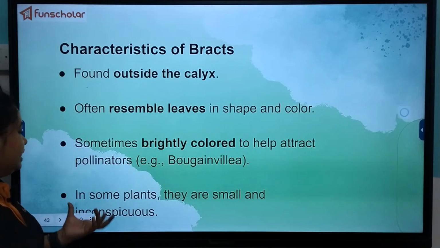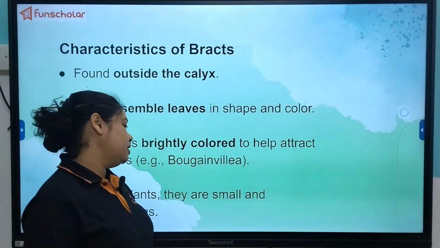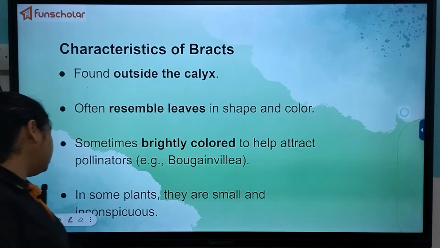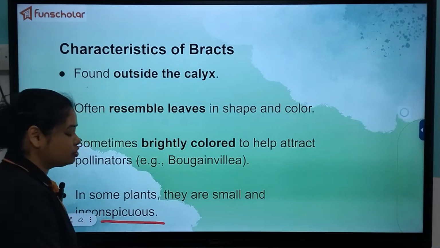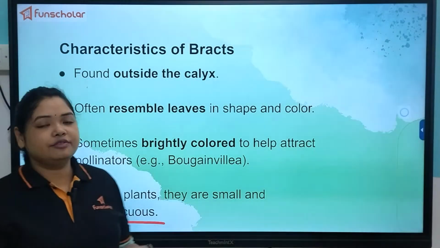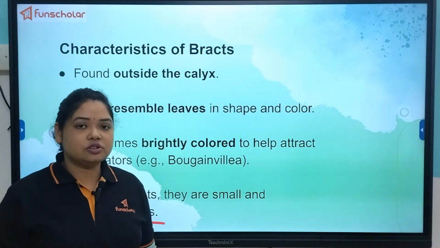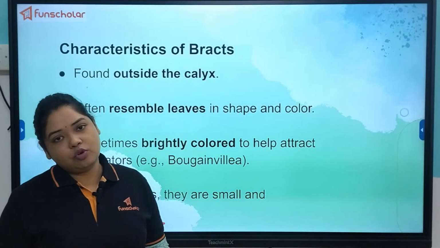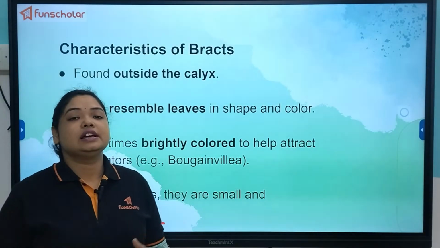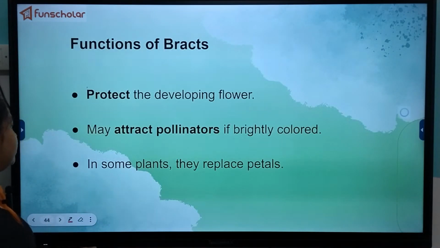Sometimes they are brightly colored to attract the pollinators, and in some plants they are also small and inconspicuous, means they are not so visible. So they can either be brightly colored and very much conspicuous so as to attract pollinators, or they can be very small and inconspicuous depending upon their function and the species of the flower that they are present in.